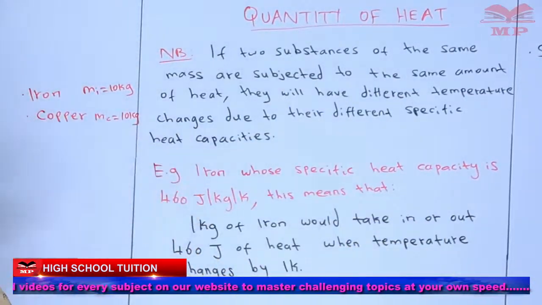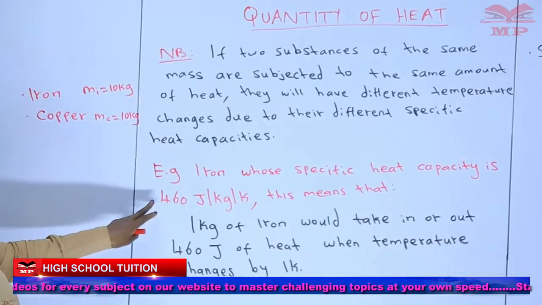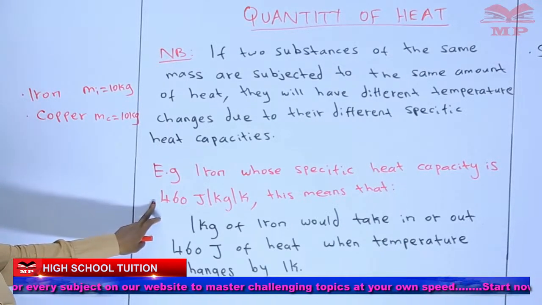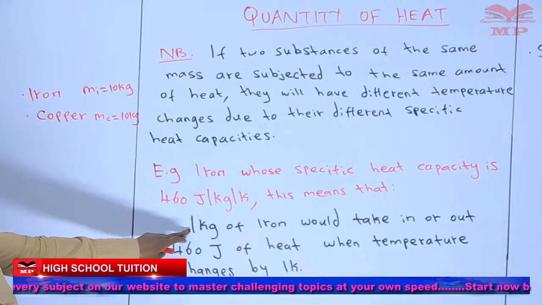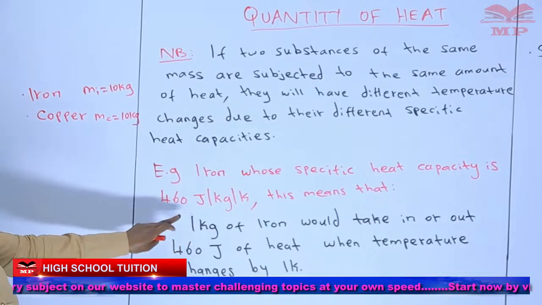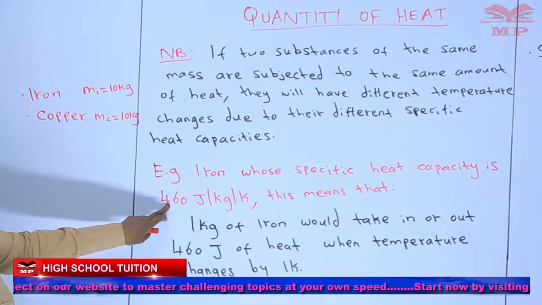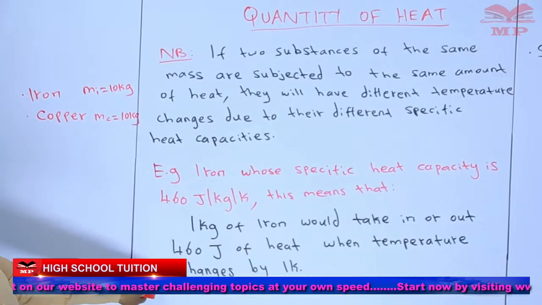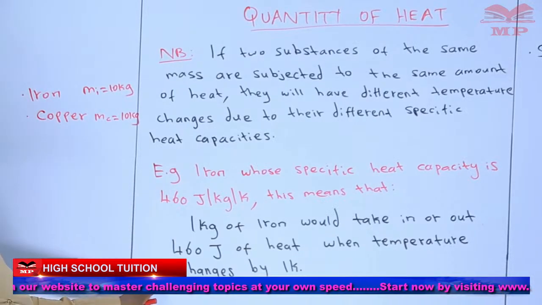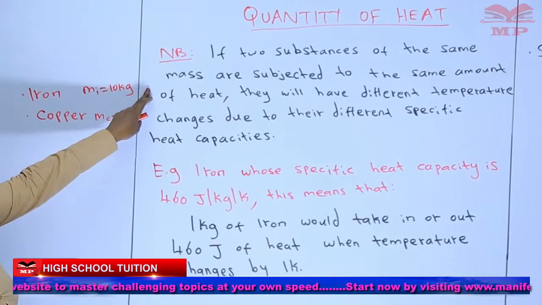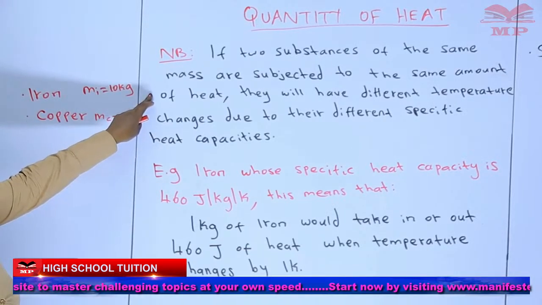So make note of that. When we are saying that the specific heat capacity is 416 joules per kilogram per Kelvin, it means that 1 kilogram of iron will take in or out 416 joules of heat when temperature changes by 1 Kelvin.